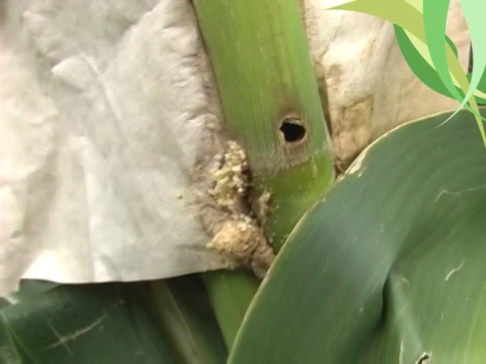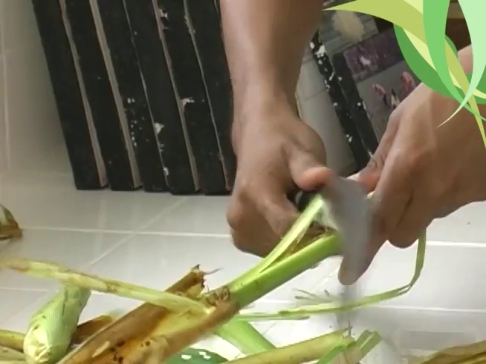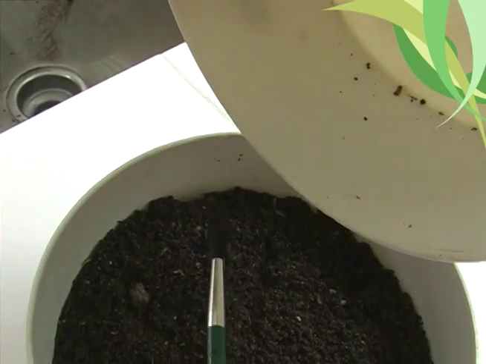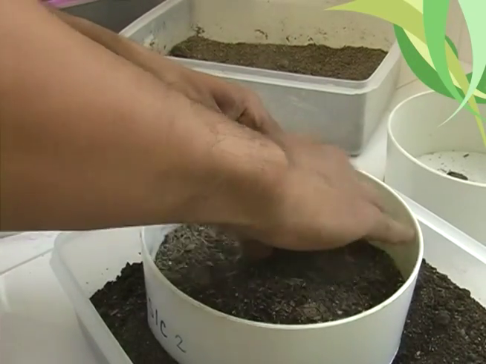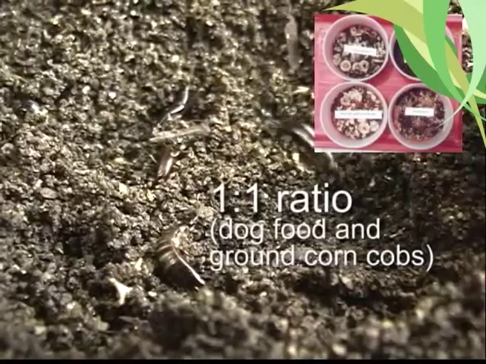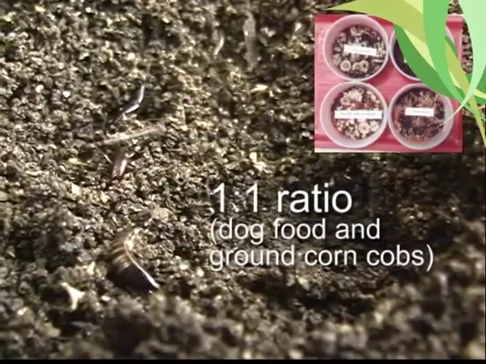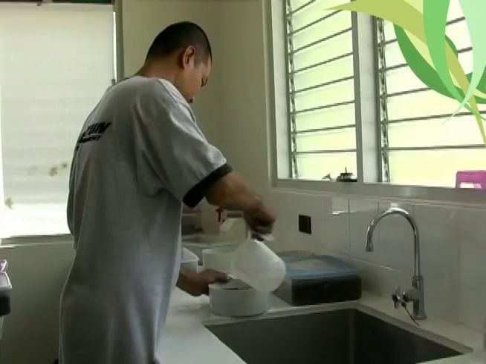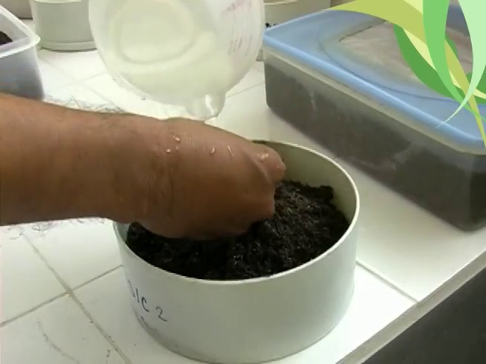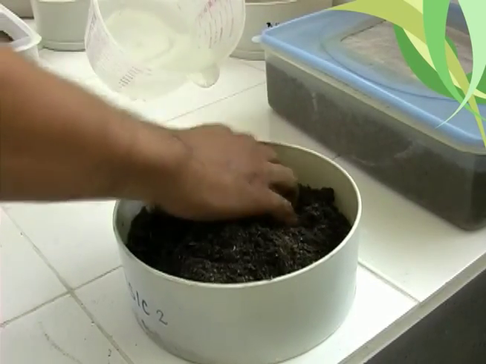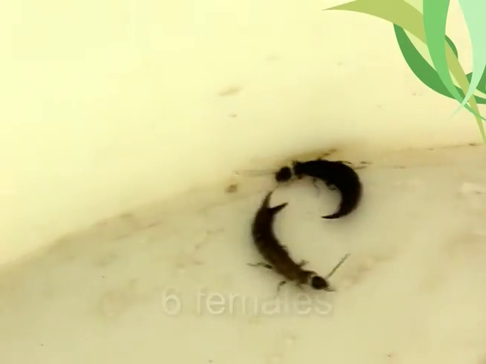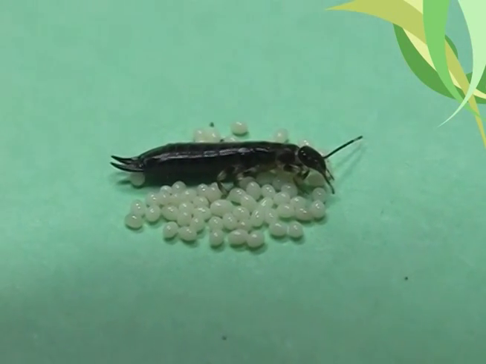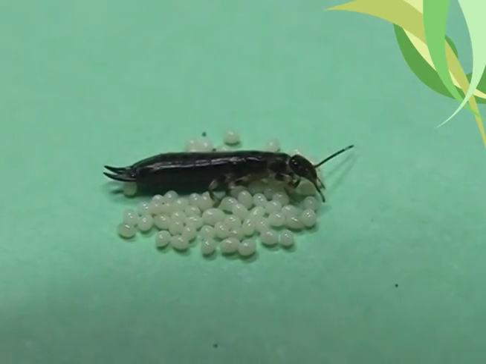Look for corn plants damaged by the corn borer. Cut the stalks and look for earwigs. Place the earwigs in an acrylic pan with 250 grams of soil. Feed the insect with dog food and ground corn cobs in 1:1 ratio. Maintain 27 to 30% moisture content of the soil by sprinkling water occasionally. Place 6 females and 2 mature males in the acrylic pan. The incubation period of the eggs of female insects is 7 days.